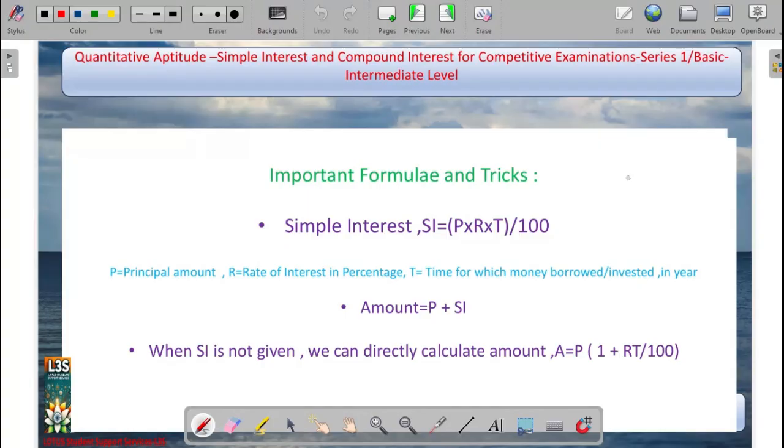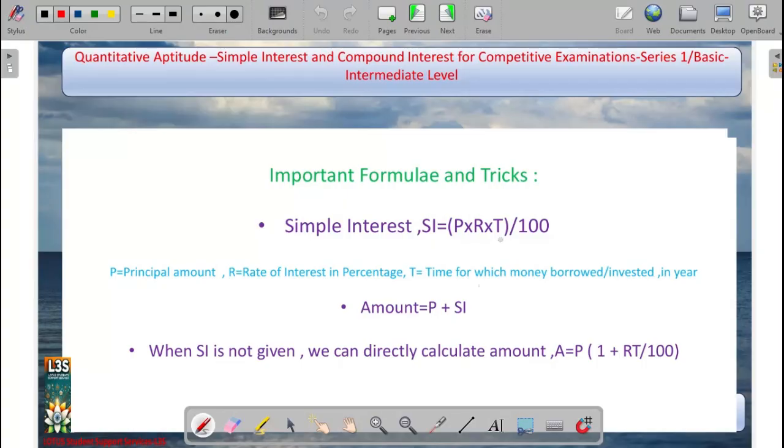Before starting the exercise, we will just revise the important formulas and tricks. We have already discussed that simple interest is calculated based on the formula P into R into T by 100. P is the principal amount, R is the rate of interest in percentage, T is the number of years for which money is borrowed or invested. It should be in years. If it is in months, then we have to convert it into years.